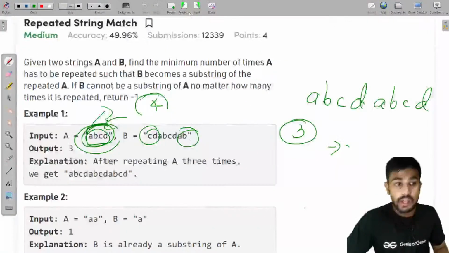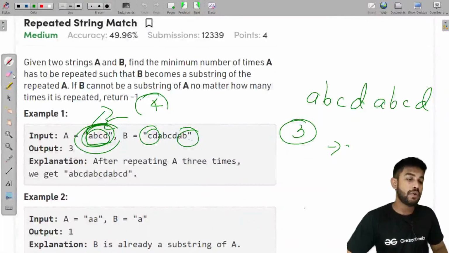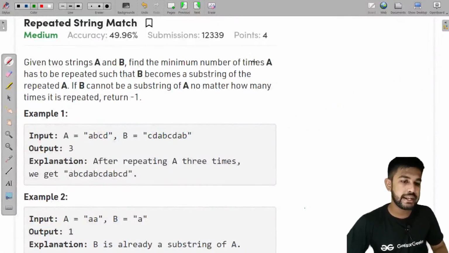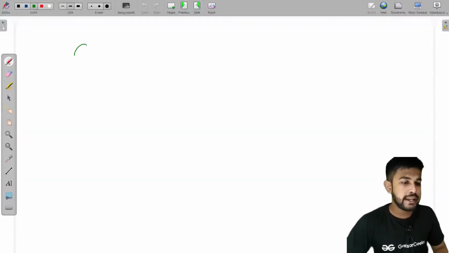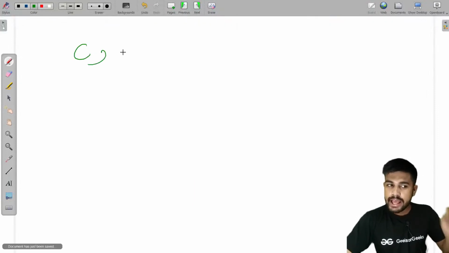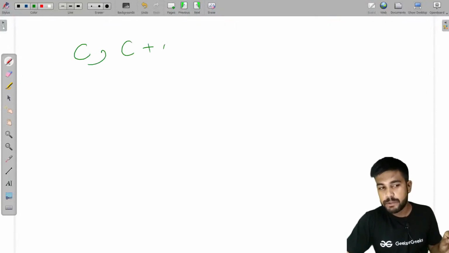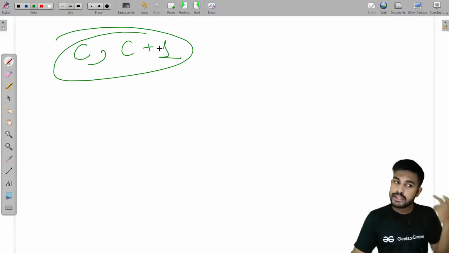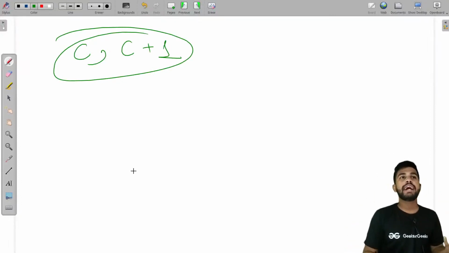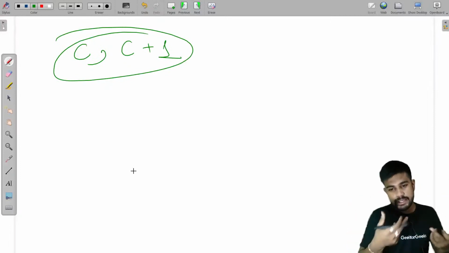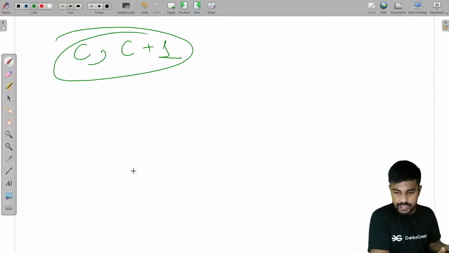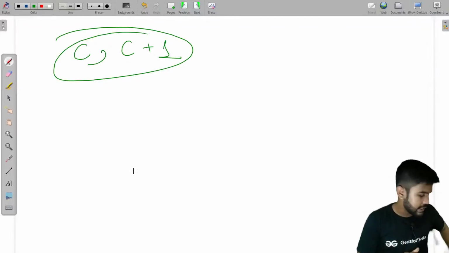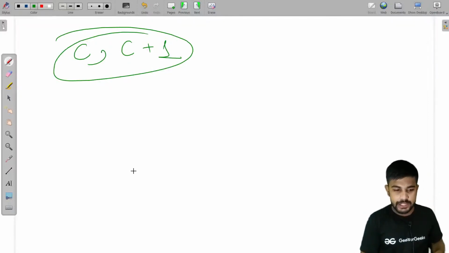So now we know that we can get a count C, and the answer can be C and C plus 1. How would we get the count? We would get the count by multiplying it the number of times the length of A is smaller than the length of B. Am I clear with this or not? Can I have a quick plus 1 in the chat? After that we would proceed.